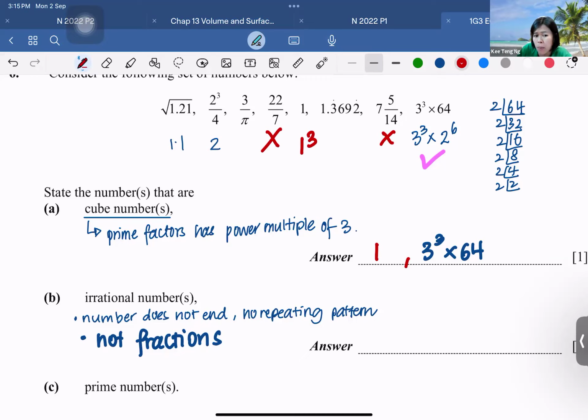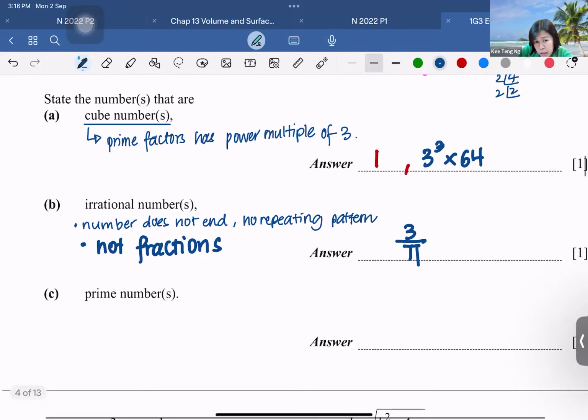Next thing, an irrational number is a number that does not end and has no repeating pattern. It doesn't repeat itself. That means this number, a recurring number over here, is also not an irrational number. So which of all these is the number that doesn't end, has no repeating pattern, and is not a fraction? The only number will be this. Okay, a lot of students get mixed up by the number 3 over pi and think that it's a fraction. That is not true. The actual value of it is not a fraction. So 3 over pi is the only answer in this case.